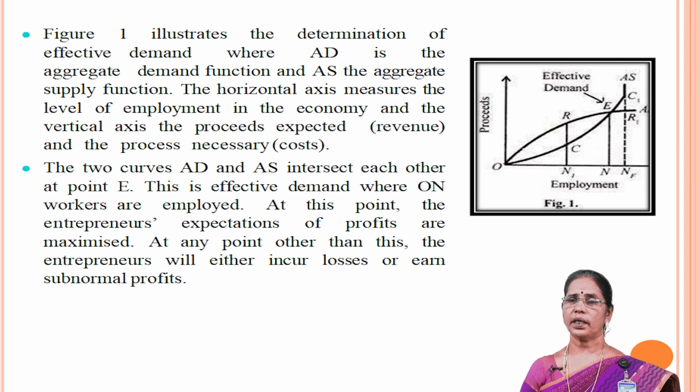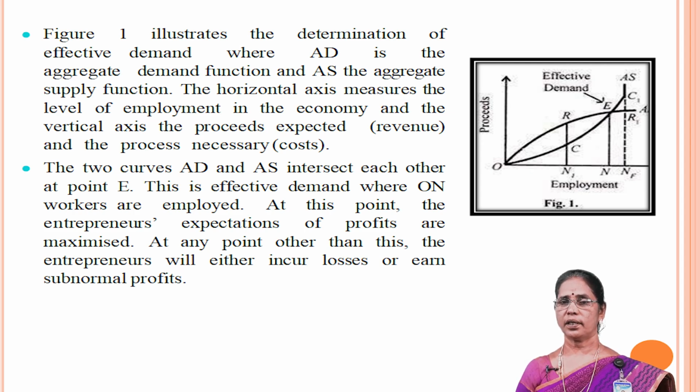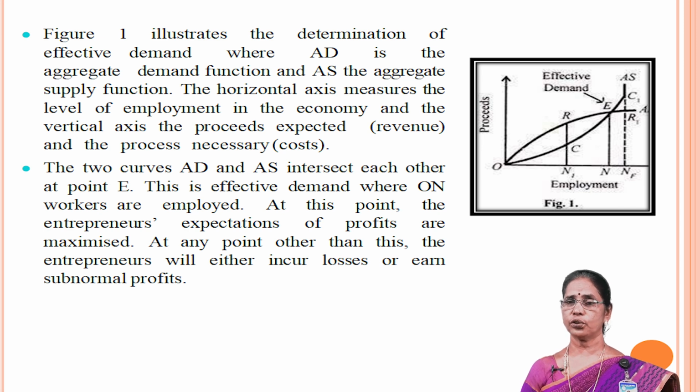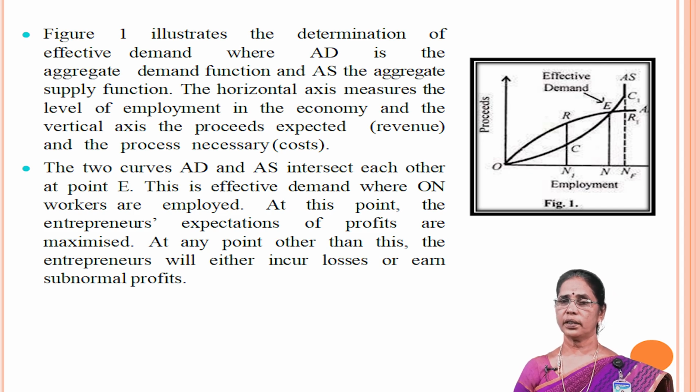The two curves AD and AS intersect each other at point E. This is the effective demand, where ON workers are employed. At this point the entrepreneur's expectations of profits are maximized. At any point other than this, the entrepreneurs will either incur losses or earn subnormal profits.